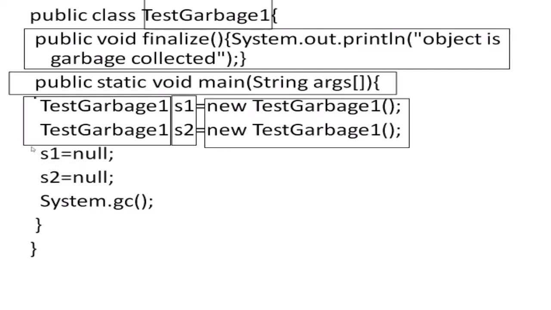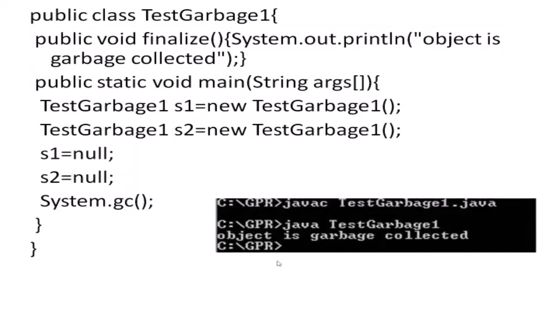Now the first method is nullification, assigning the object as null: s1 equal to null and s2 equal to null. After that, we are going to run the method called gc. System.gc runs the garbage collection. Now the program is going to print the output, object is garbage collected.